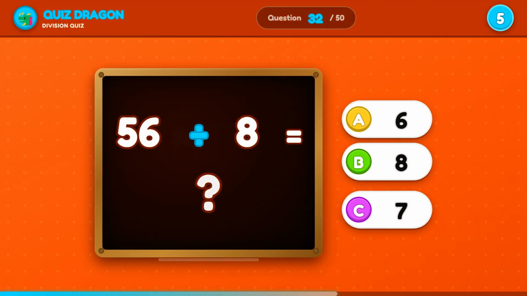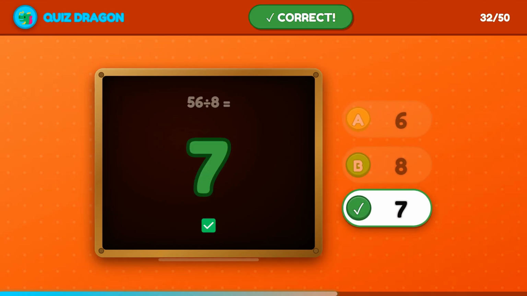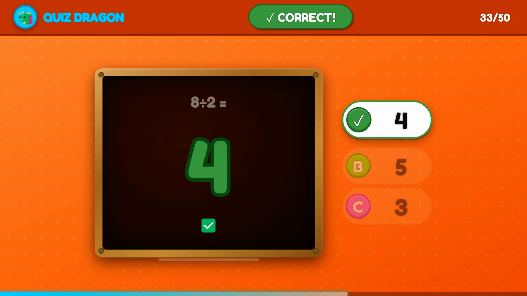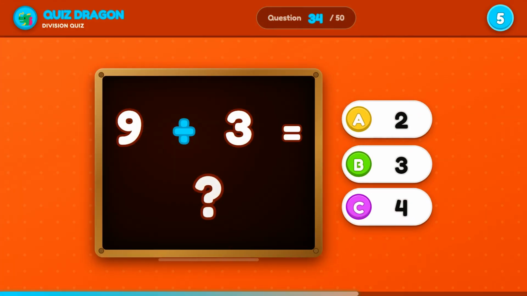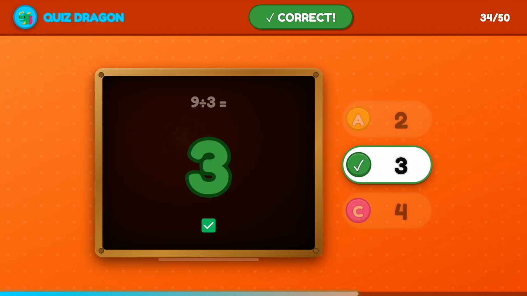Question 32. What is 56 divided by 8? The correct answer is C, 7. Question 33. What is 8 divided by 2? The correct answer is A, 4. Question 34. What is 9 divided by 3? The correct answer is B, 3.